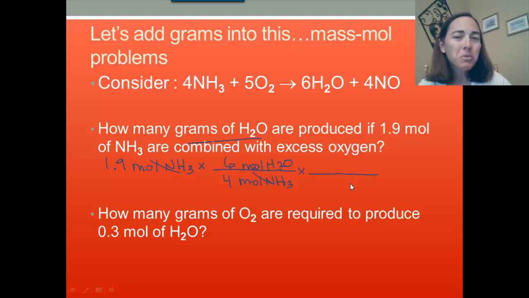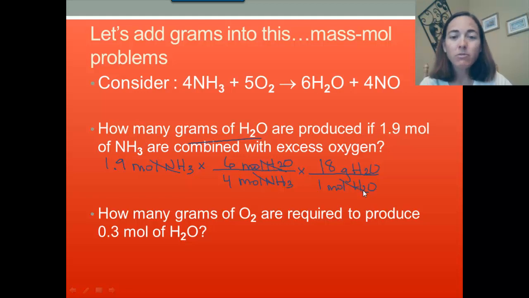Now I need to get grams. Can you remember how to convert moles of water to grams of water? That's a review conversion. I'm going to put 1 mole of water on the bottom so that those units cancel, and I'm looking for grams of water. What you're going to need to do is get your periodic table out, get the molar mass of water, 2 hydrogens plus 1 oxygen, and what you should get for that total is 18 grams.